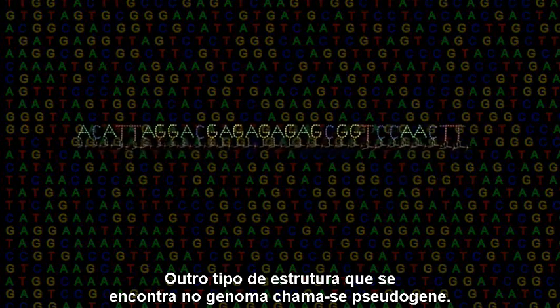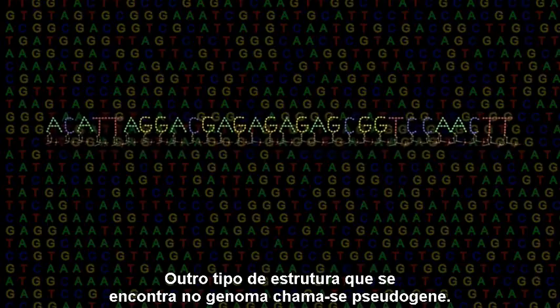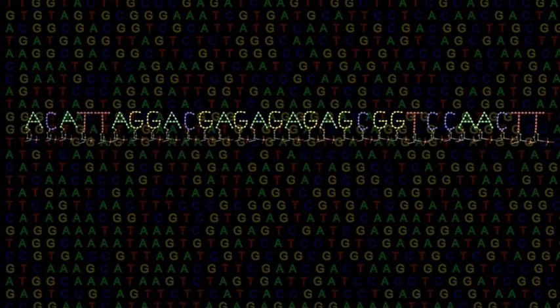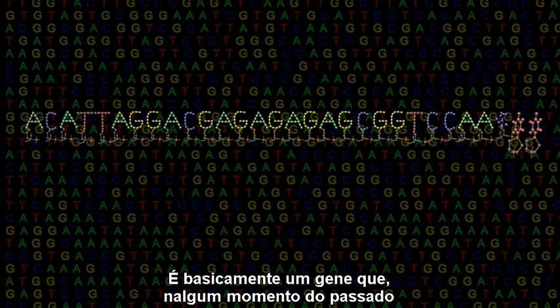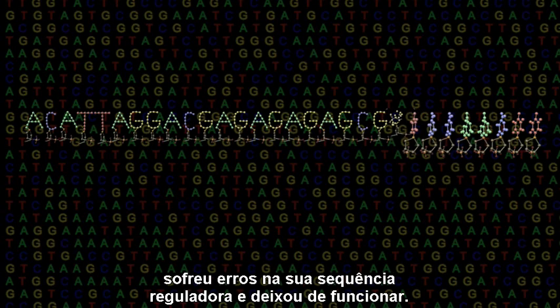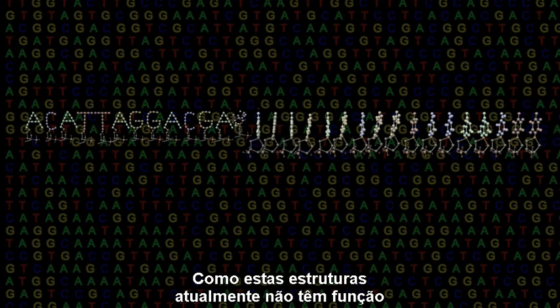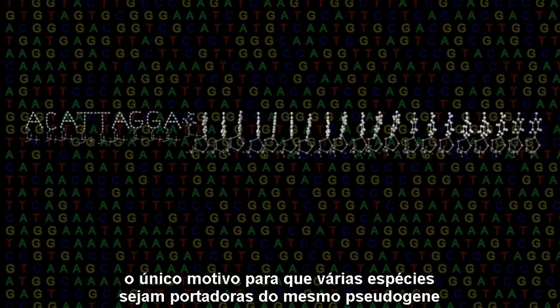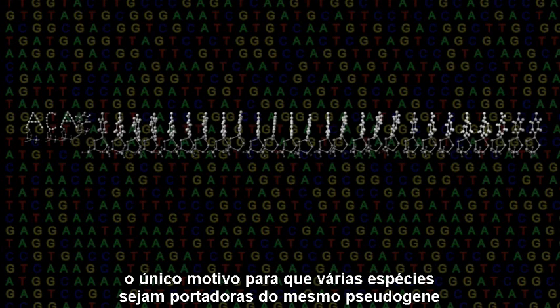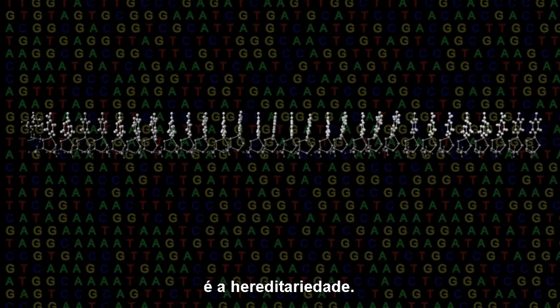Another type of structure found in the genome is called a pseudogene. It is basically a gene that at some time in the past had errors occur in its regulatory sequence and quit functioning. Since these structures have no current function, the only reason multiple species would carry this pseudogene is common inheritance.